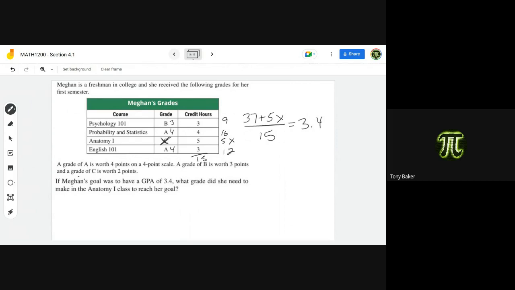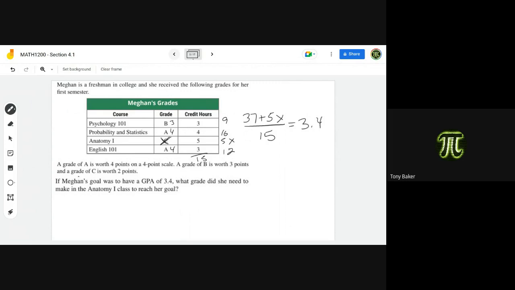Now going back to this question, does everybody understand? So you had a question of, well, why is the C not 2? Because in this question, the way it's asked, they want to know what she needs in the anatomy class to get the grade. So we don't have that C. She didn't get the C yet, but she wants a 3.4 GPA. So we need to know what grade she needs in anatomy to get her 3.4. Okay?